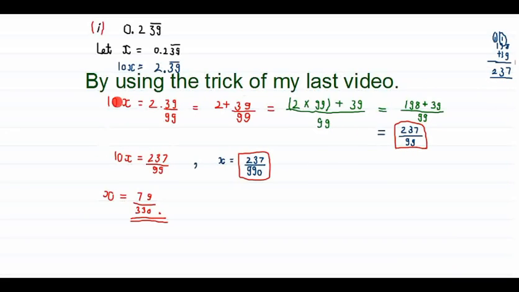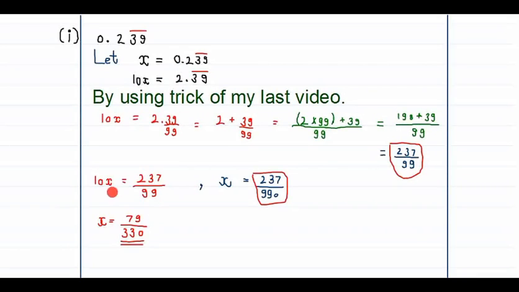So this is the value of 10x. Okay, so 10x is equal to this. So x will be equal to 237 divided by 990, because when this 10 goes to the denominator, it is getting multiplied by 10, so we are adding a 0. So x is equal to 79 by 330. So guys, this was an example, and now we will move to the main part of the video.